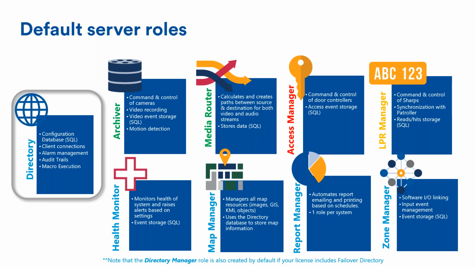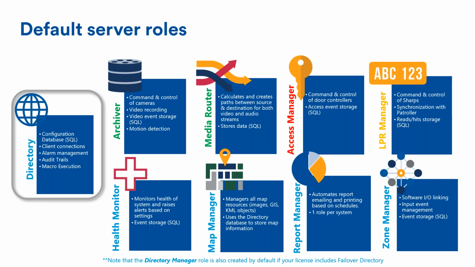So I'm going to talk about these really quickly. First of all, there's the directory role. The directory role is what client connections, what clients log into. So the directory manages the user connections, it manages the alarms and the audit trails, and it holds the configuration of the whole system in its database.